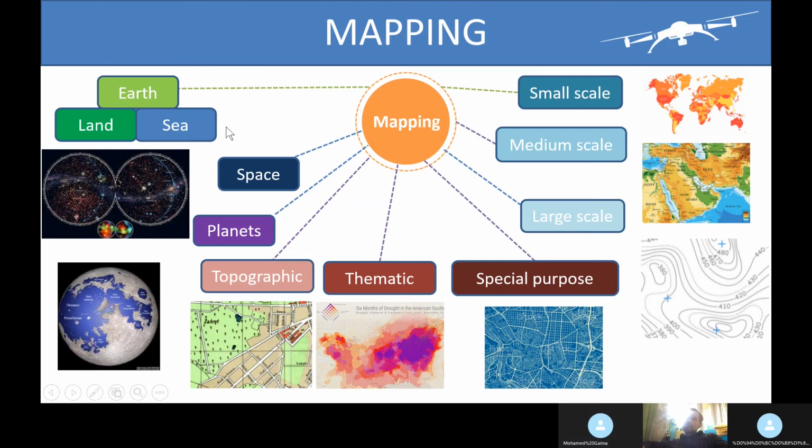We use cartography to display Earth, land, sea, outer space, planets. We have the possibility to present our knowledge about different parts of space in different scales.